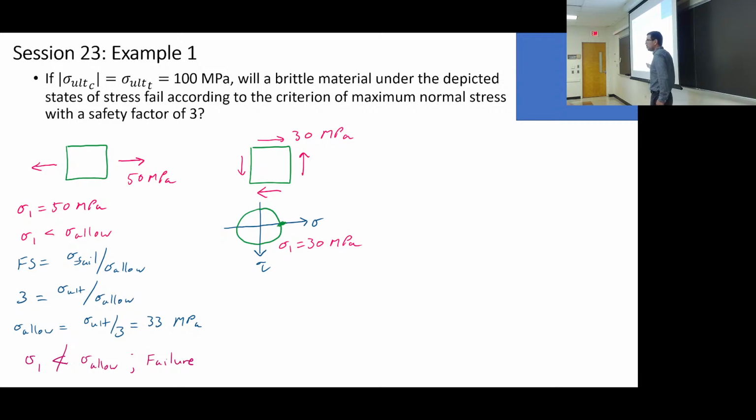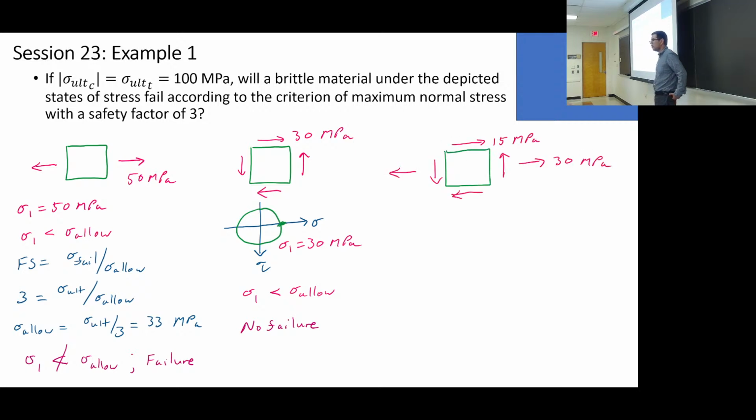Is this going to fail or not? You say no, and I agree with you this time. Why? Because 30 is less than 33. So sigma 1 is less than the sigma allowable, so no failure. All right, let's do another one.